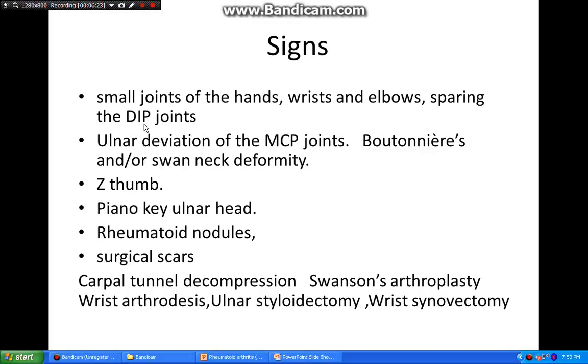So here we already talked about the DIP, distal interphalangeal joints, being mostly spared. Other joints are involved. Ulnar deviation can be there at the MCP. Boutonniere deformity and swan neck deformity can be there. The Z thumb deformity, piano key sign, ulnar head prominence. These are also things to look for. Rheumatoid nodules, you will find, and surgical scars. What kind of surgical scar can you find? There is carpal tunnel decompression, then other forms such as Swanson's arthroplasty, wrist arthrodesis, ulnar styloidectomy, and wrist synovectomy. This type of scar you can also find.